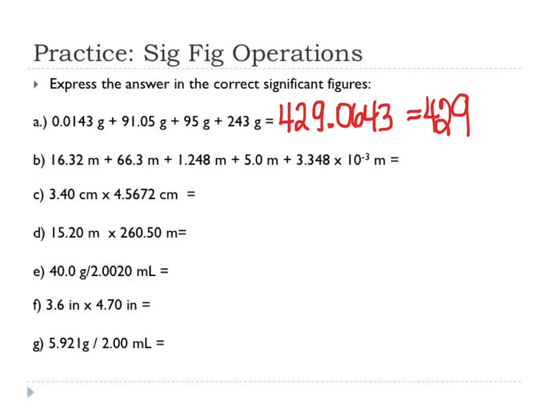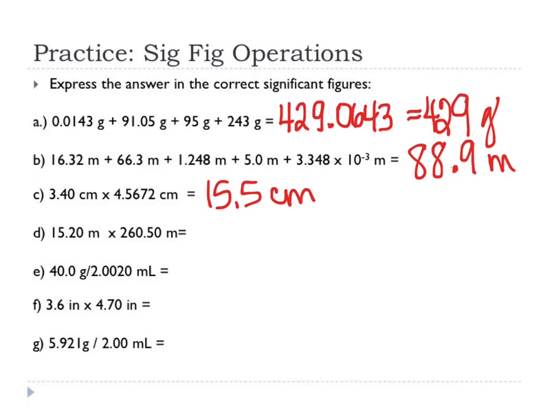So here we have to go 1 decimal place. So my answer should be 88.9 meters. Make sure you put your units on there. We don't like naked numbers around here. The next one, 3.4. We are going by sig figs. I need 3 significant figures, so my answer should be 15.5 centimeters squared.